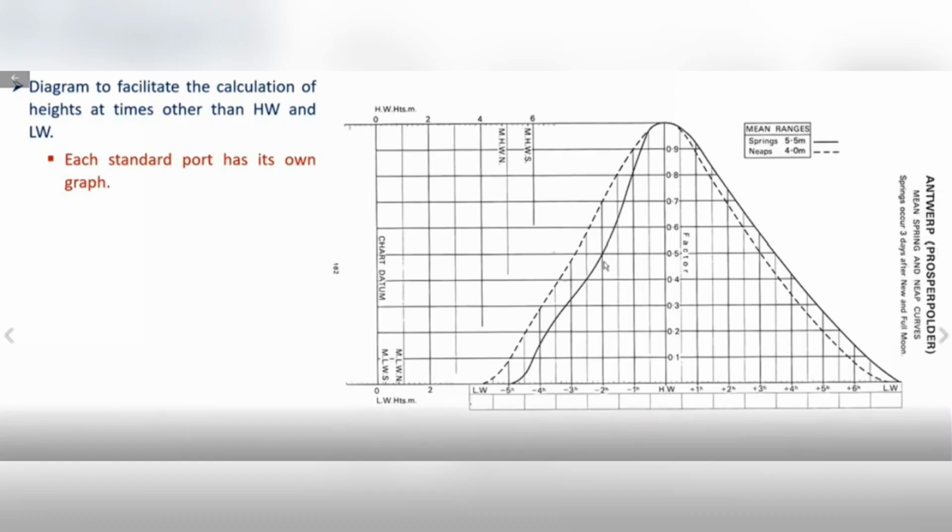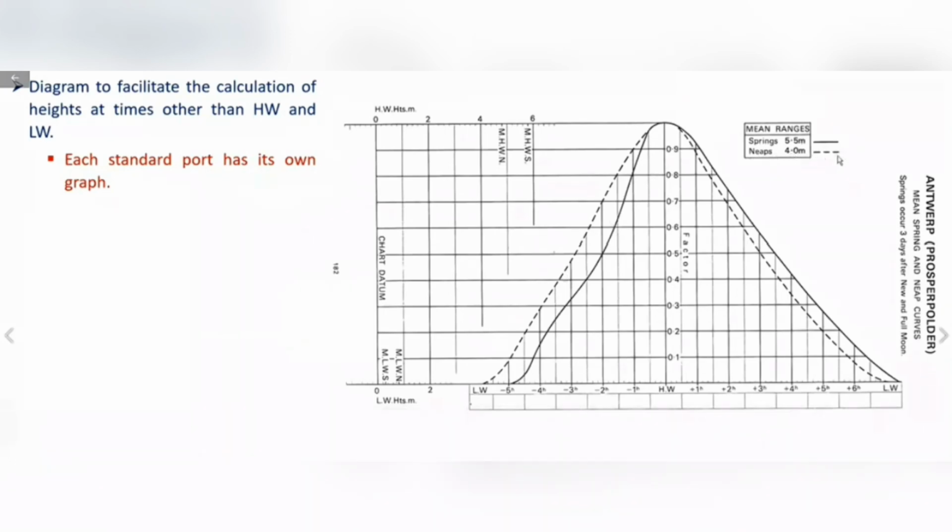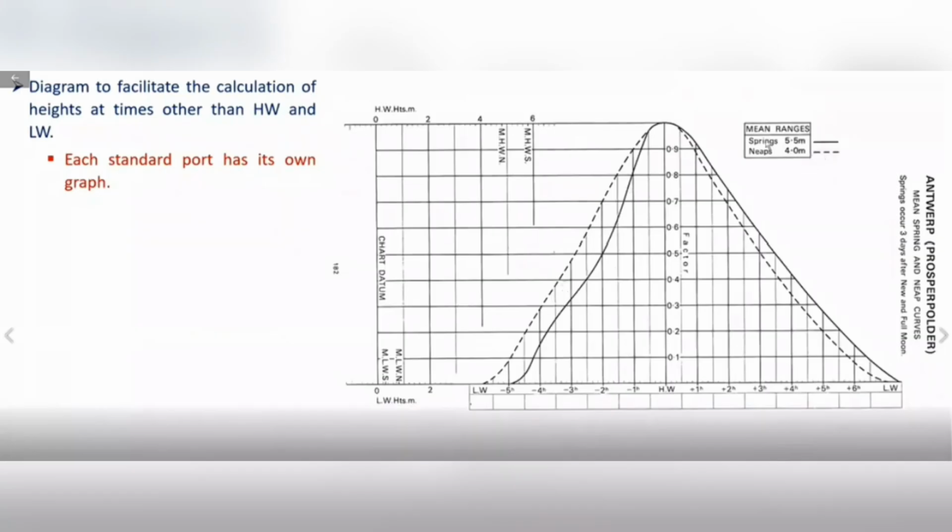So two lines which you see here, the dotted line and the solid line. Dotted line represents the NAPES range, that is 4.0 meters in this case, and the solid line represents the spring range, which is 5.5 meters in this particular port in this case.